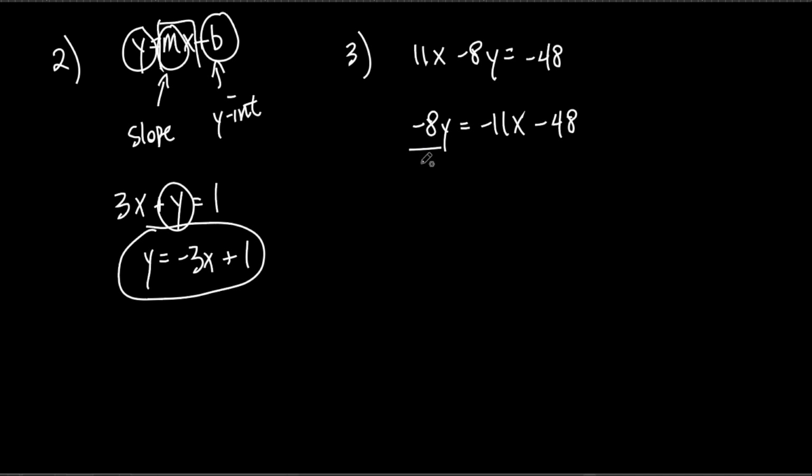Basically, not exactly, but divide by negative 8. Now, here's where a lot of people went wrong. You got to divide everything by negative 8. Not just this, but everything. You got to divide both of these things by negative 8. And that's where a lot of the problem came in on this problem. So y equals negative over negative. What's negative over negative? Positive.